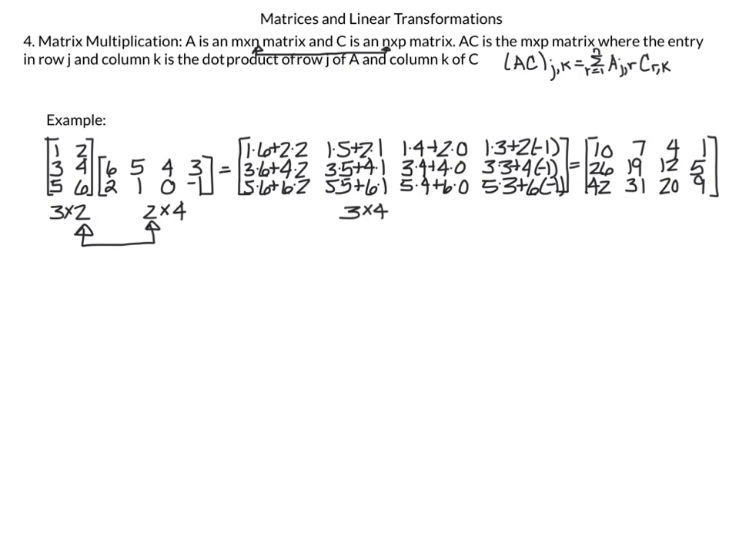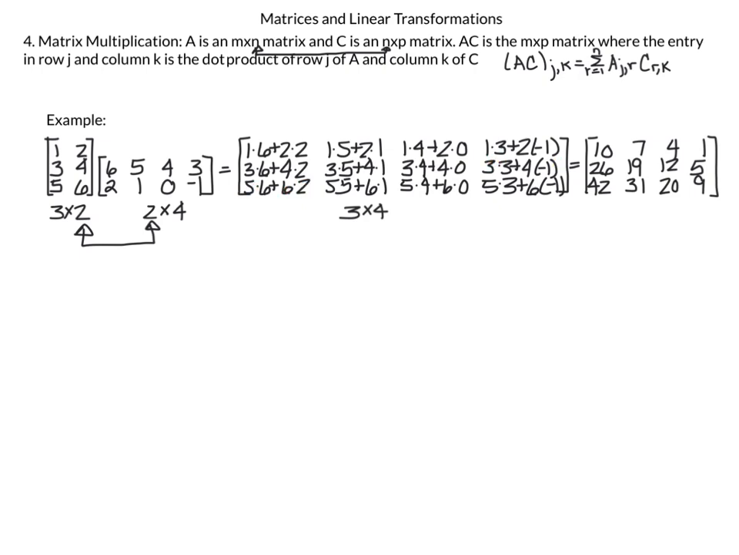That's this row. For our second row, so for element, and it's row column, so row 2, column 1, we're going to take row 2 here, multiplied by column 1. So that's 3 times 6 plus 4 times 2. And then for the 2, 2 here, we're going to do the second row, second column, 3 times 5 plus 4 times 1, 3 times 4 plus 4 times 0, and then 3 times 3 plus 4 times minus 1.